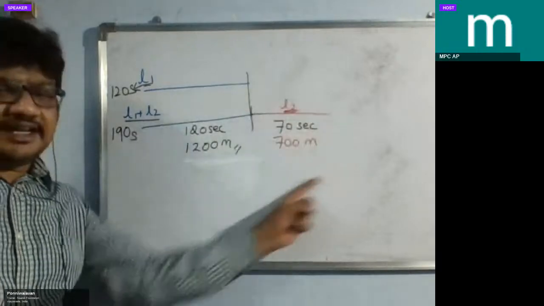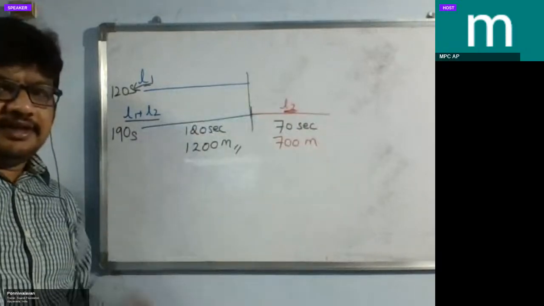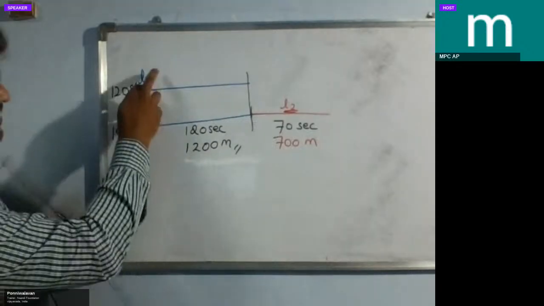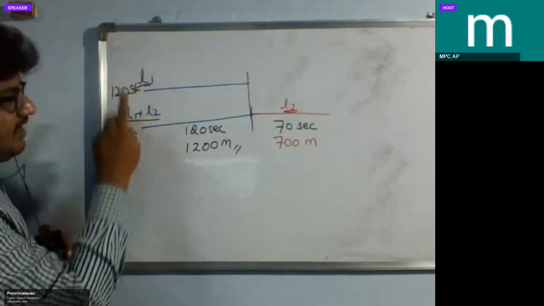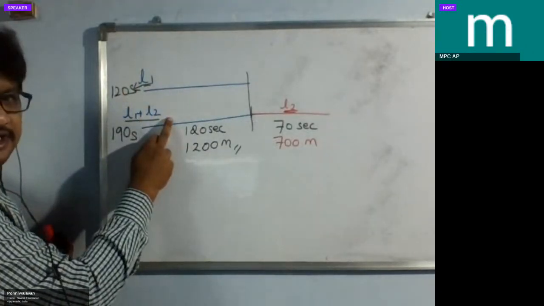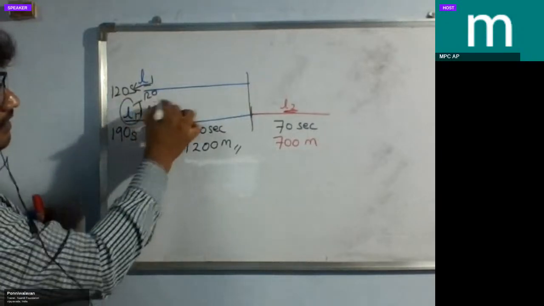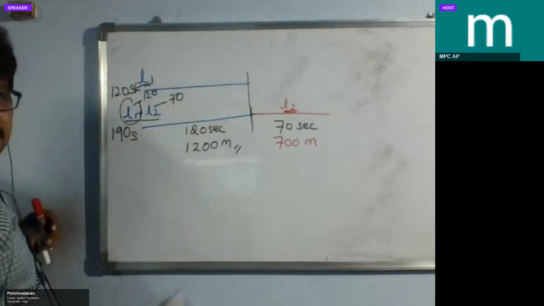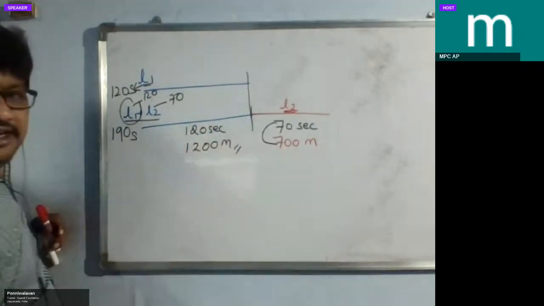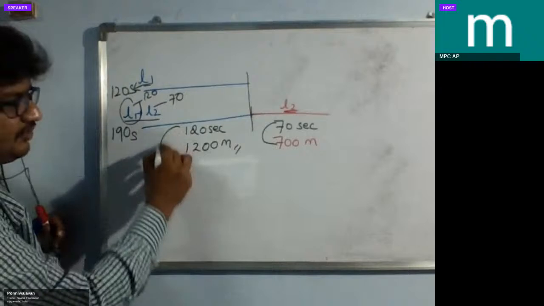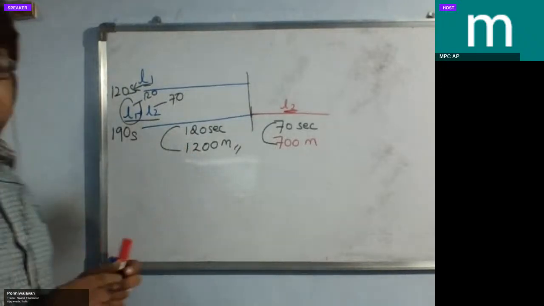Are you able to understand this? Main thing is the distance traveled. Here the distance traveled is L1. Here it is L1 plus L2. So for L1 it is 120 gone now. For L2 it is 70. So in 70 it is going 700 meter. For 120 it is 1200 meter. That's all.